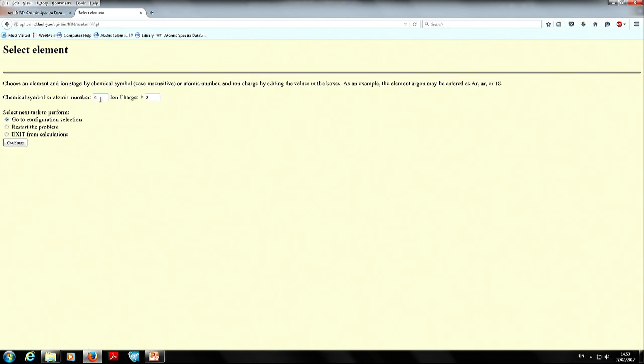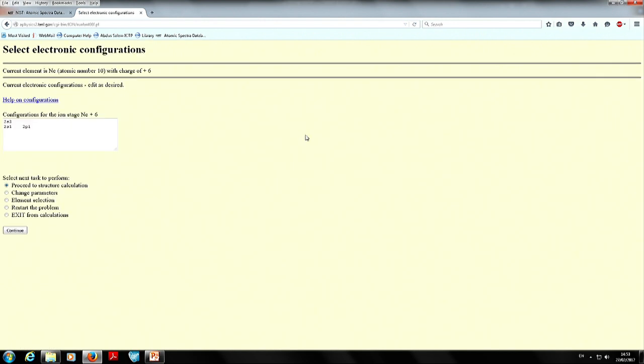And we have to pick some ion. By default, they have carbon 2+. Okay, let's do something different. Let's do the same neon 7 that we had, which would be Ne 6+.